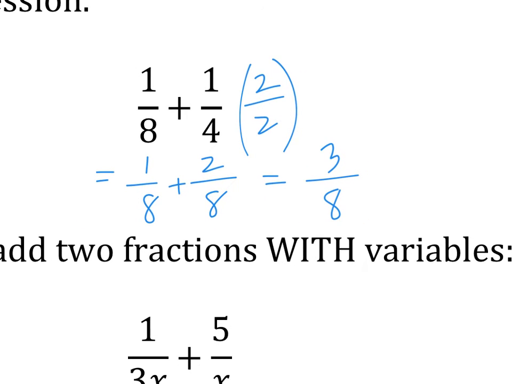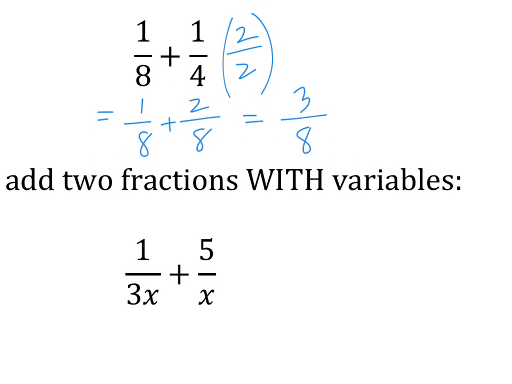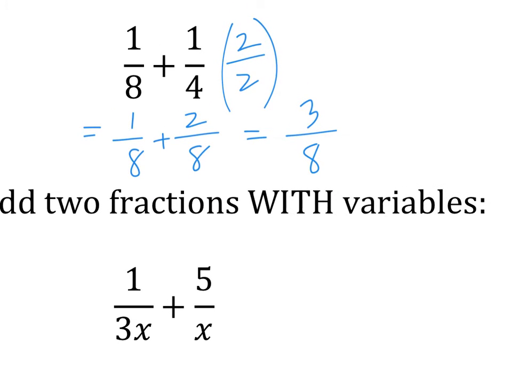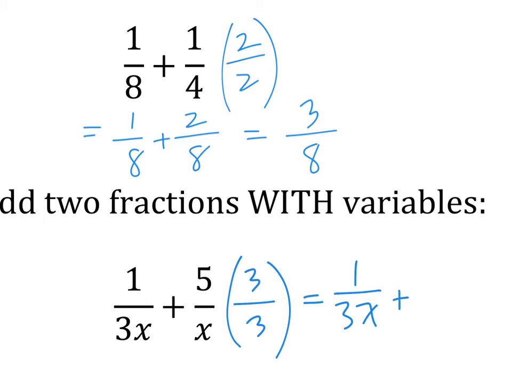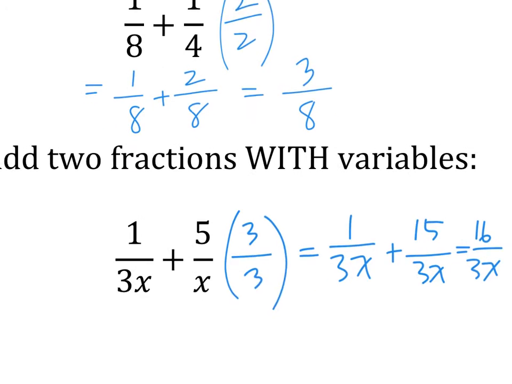Okay, so easy stuff. Now we're going to add one that actually has x, which is all the stuff we're going to learn in this chapter. All right, 1/3x plus 5/x. They cannot be added together because they don't have the same denominator. So what is the least common denominator? 3x. So what do I have to multiply here? 3/3. So this becomes 1/3x plus 15/3x. That is 16/3x. So the key is they have to have the same denominator.